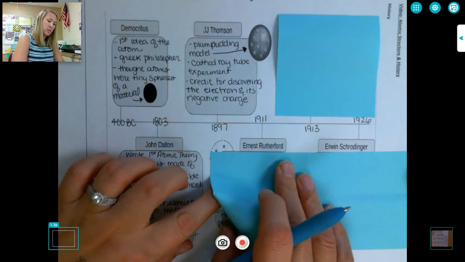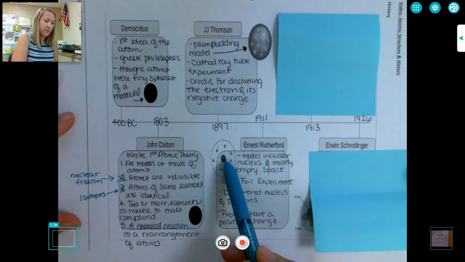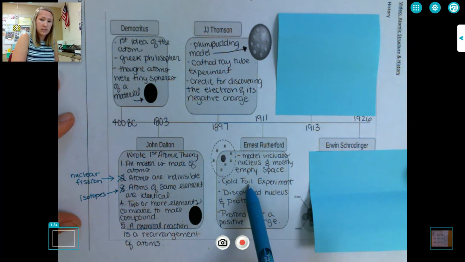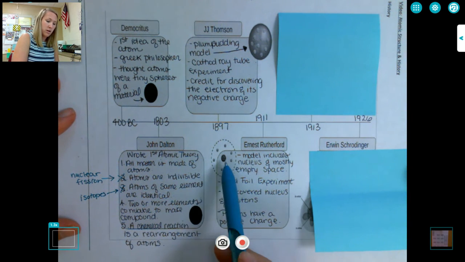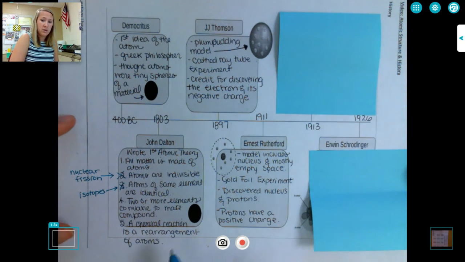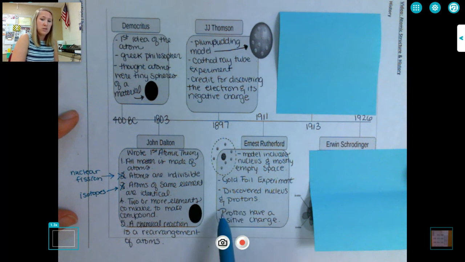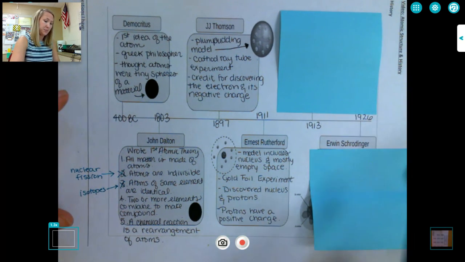Then about 20 years later, Ernest Rutherford improved upon J.J. Thompson's model. He said, well, I've come to find out through the gold foil experiment that the atom is mostly empty space, but there's a hard sphere in the middle, which he coined as the nucleus, or the center of the atom. So he discovered the nucleus, and he discovered that the nucleus had a positive charge, which he called those positive charges protons. So he discovered protons in the nucleus, and that protons have a positive charge.